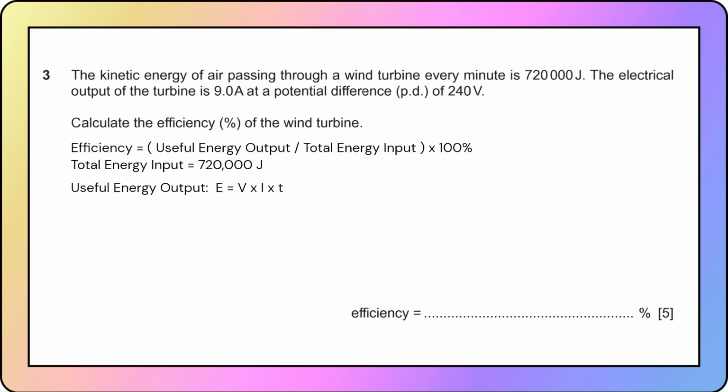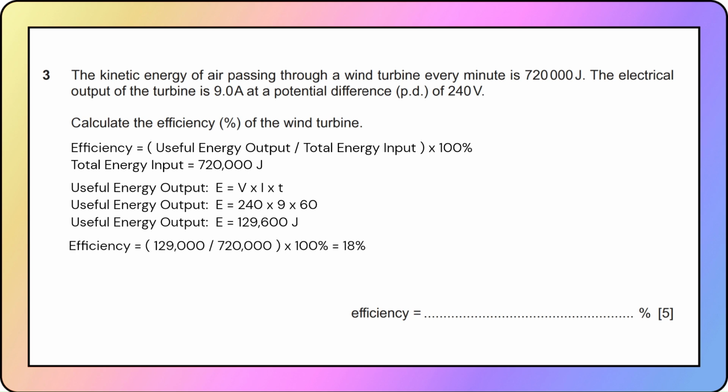Next, just substitute in the values. That would give us 240 multiplied by 9 multiplied by 60, giving us a value of 129,600 joules. Lastly, just enter these values into the efficiency equation to get 129,600 divided by 720,000 multiplied by 100, which would leave us with the final answer of 18%.